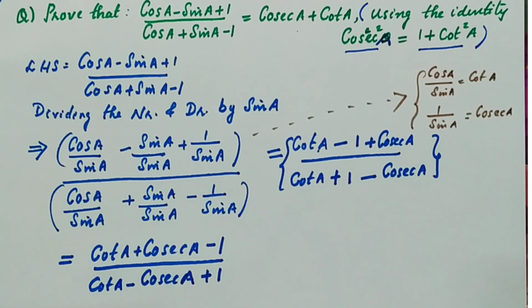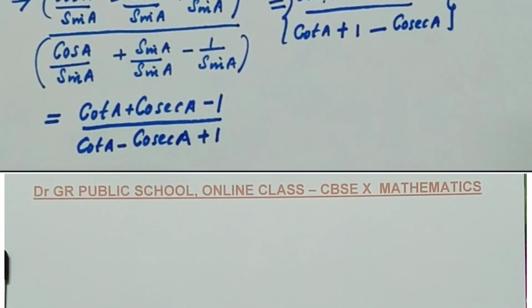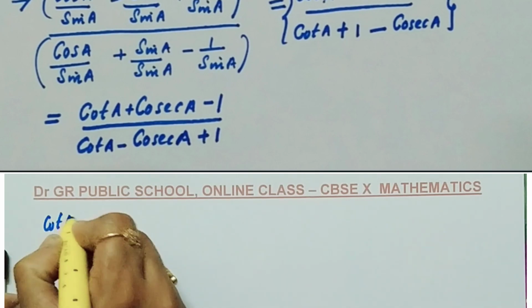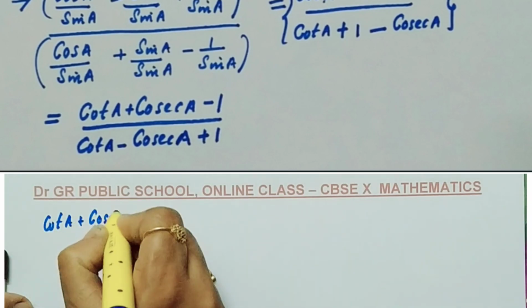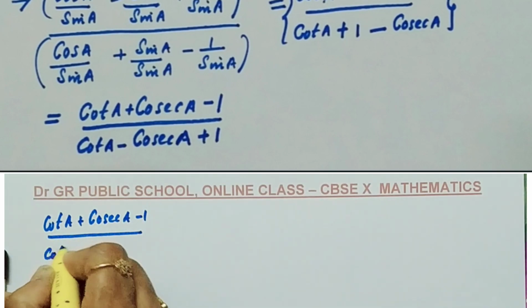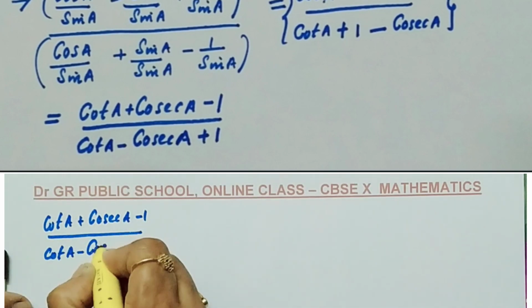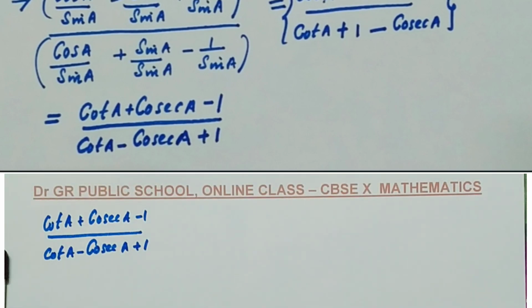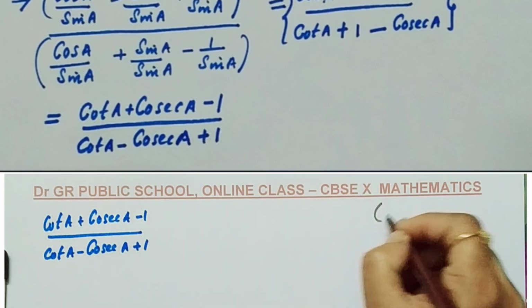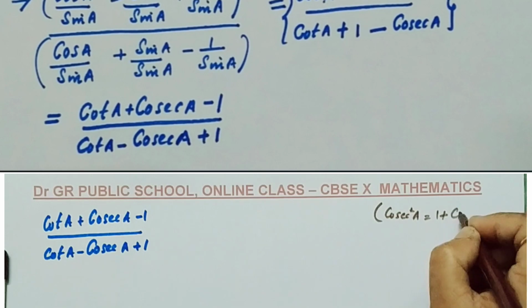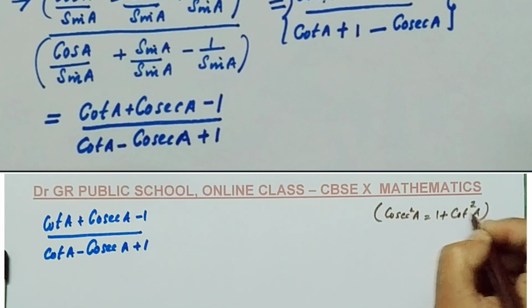Just a rearrangement only. The last step is cot A plus cosec A minus 1 divided by cot A minus cosec A plus 1. This is the last step. Here you are asked to apply the identity cosec square A equals 1 plus cot square A. This identity you need to apply as per the question.